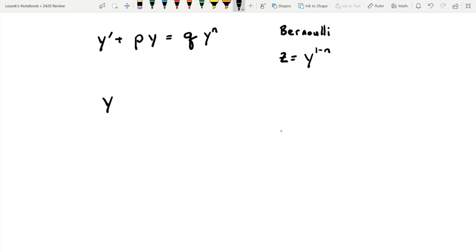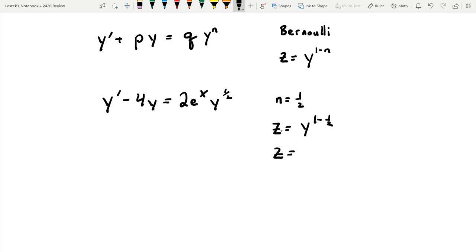All right. So let's consider y prime minus 4y equals something times y to the half. So this is already written in standard form, which makes it easy. We identify the power of y on the right-hand side as a half. So z we would define as y to the power 1 minus a half.